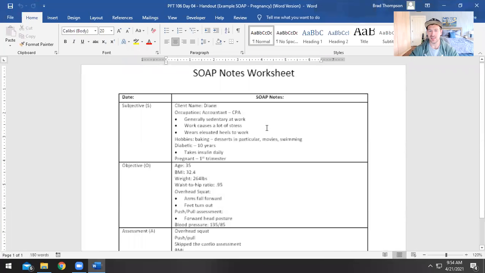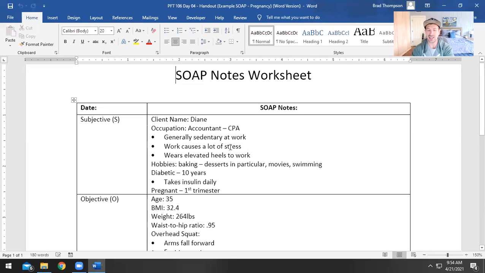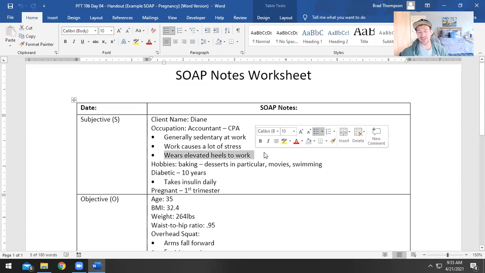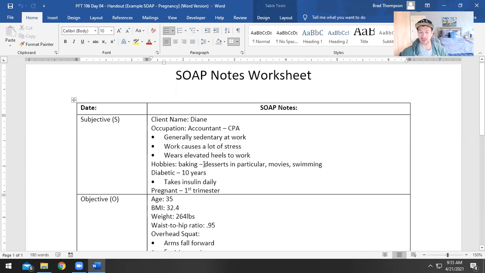So this is our client Diane here, who is an accountant, and she is in her first trimester. So in general, if we're looking at our subjective information, right, we asked about her job, accounting. Generally pretty sedentary at work, also a very stressful job. And she has to wear elevated heels to work. Probably not during pregnancy, but definitely wearing high heels at work regularly based on her job there.